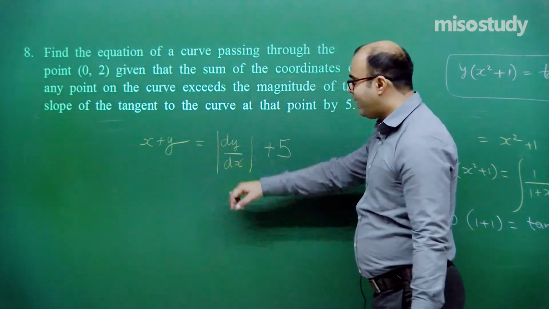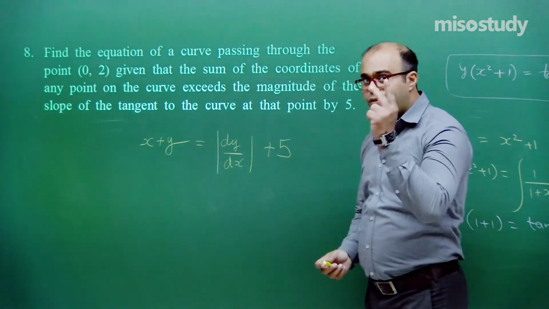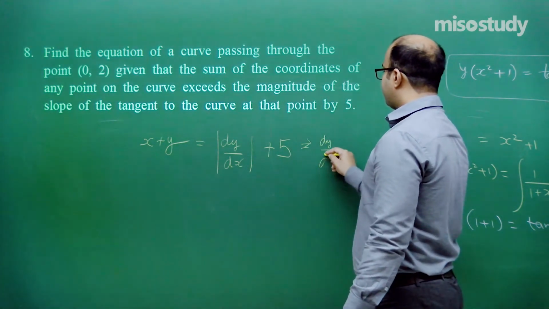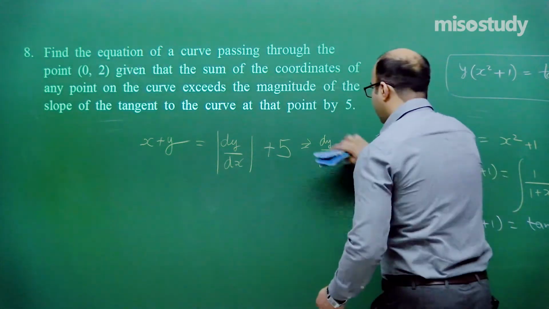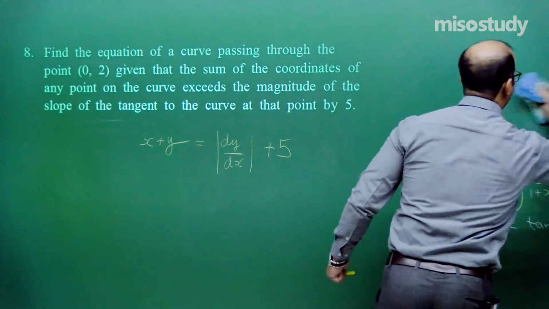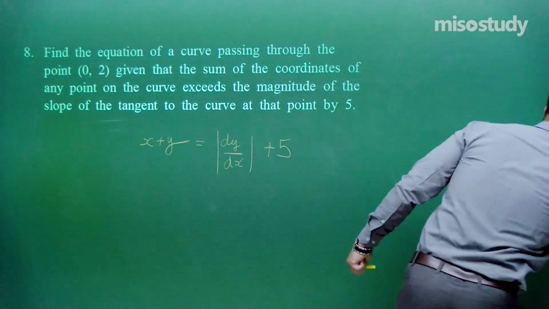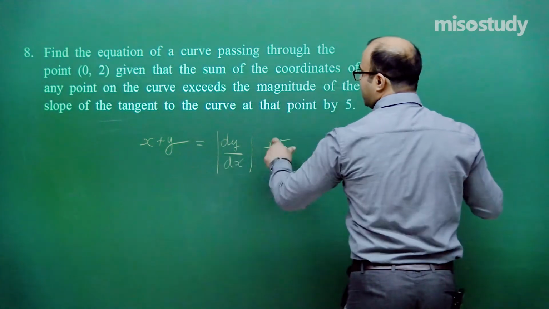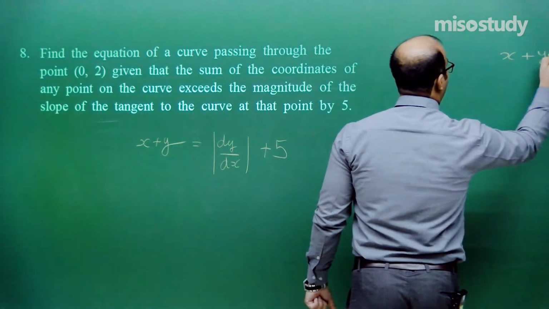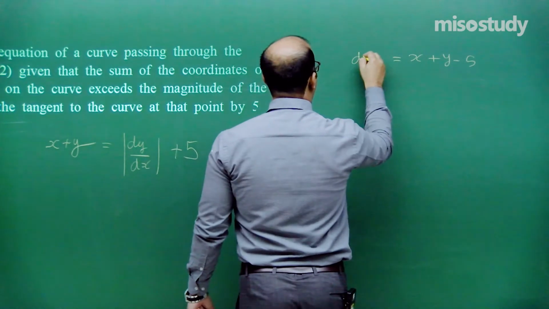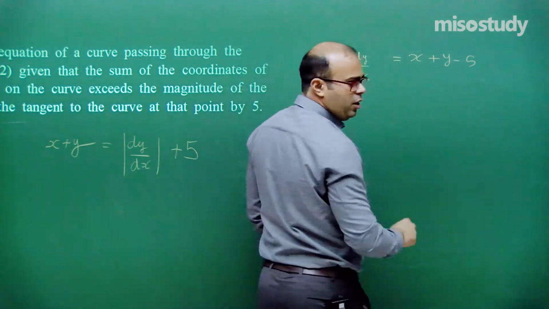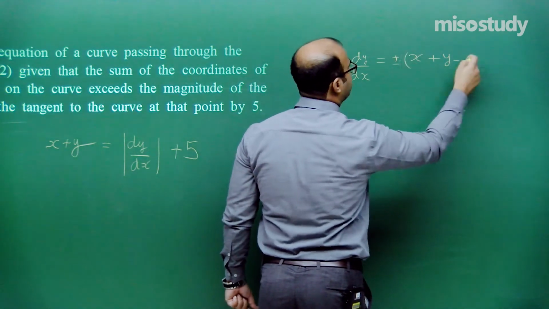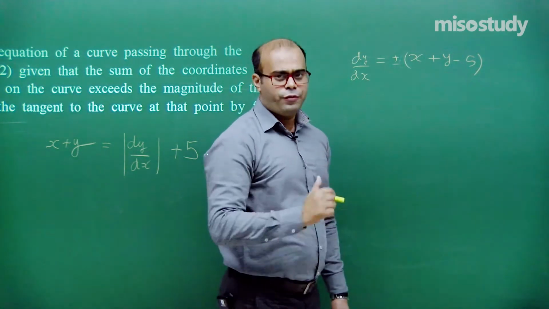So here dy by dx modulus is there. So two differential equations we will solve. Let us write it here so that you will be more clear about it. The differential equation which is given here is actually two differential equations. You take x plus y minus 5 on the right hand side, and dy by dx mod is on the left hand side. So when you remove this mod, there could be a minus sign also, there could be a plus sign also. So you have to solve two differential equations.